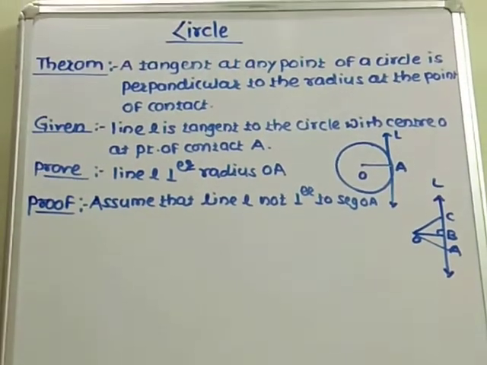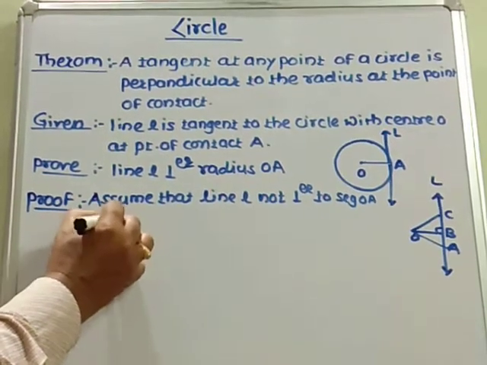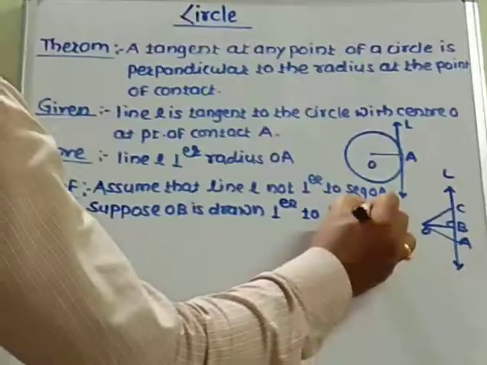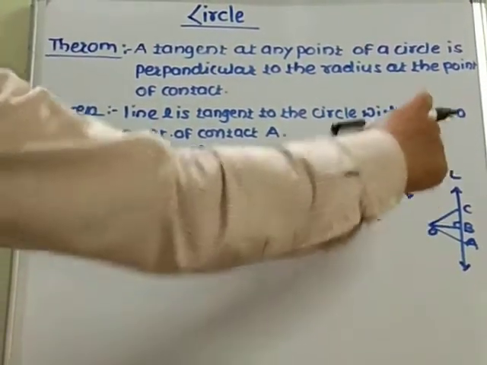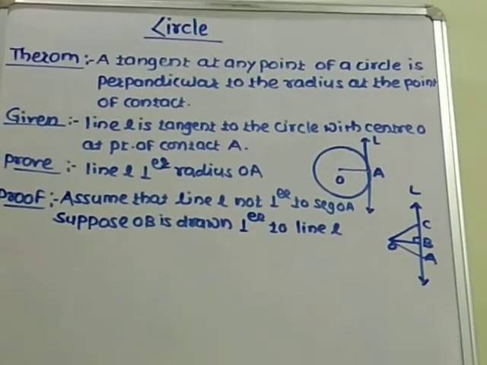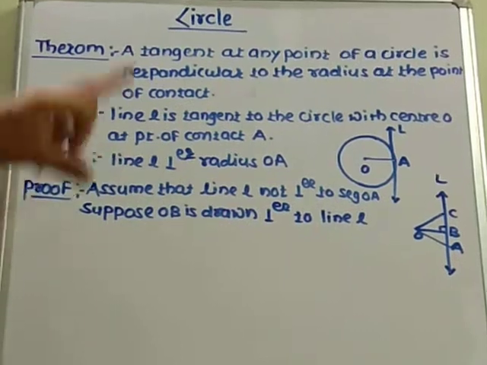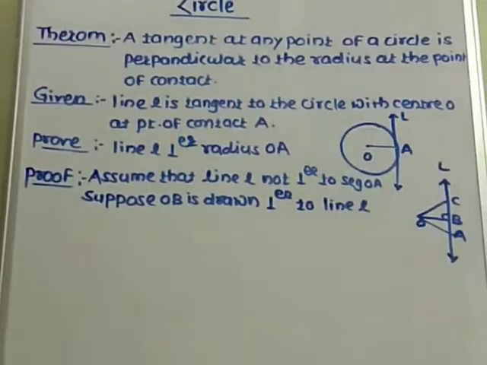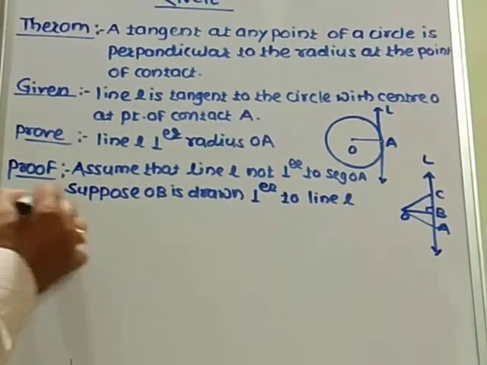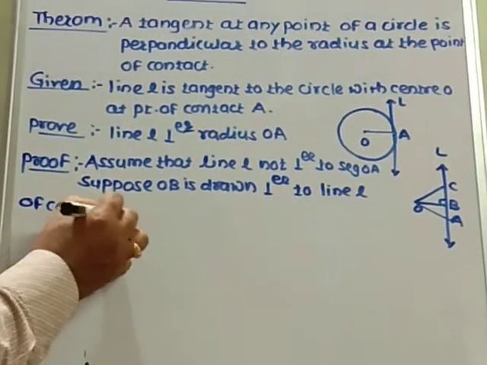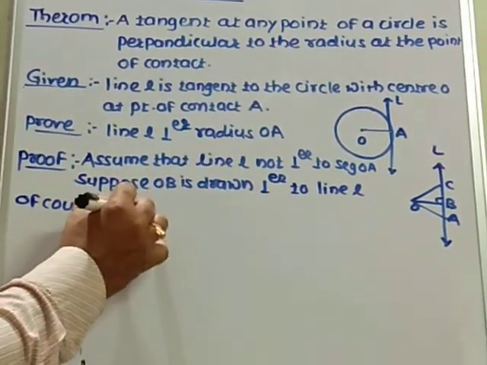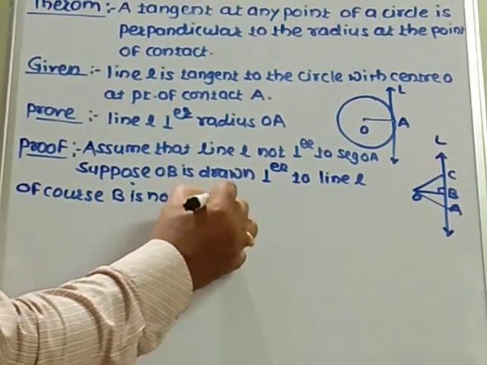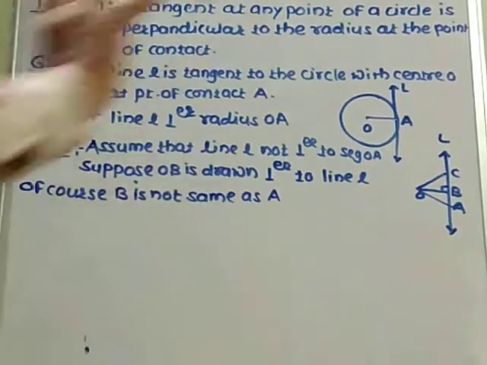And then what happens? Suppose OB is drawn perpendicular to line L. Listen carefully: we assume that line L is not perpendicular to segment OA, and OB is drawn perpendicular to line L. Of course, B is not the same as A.